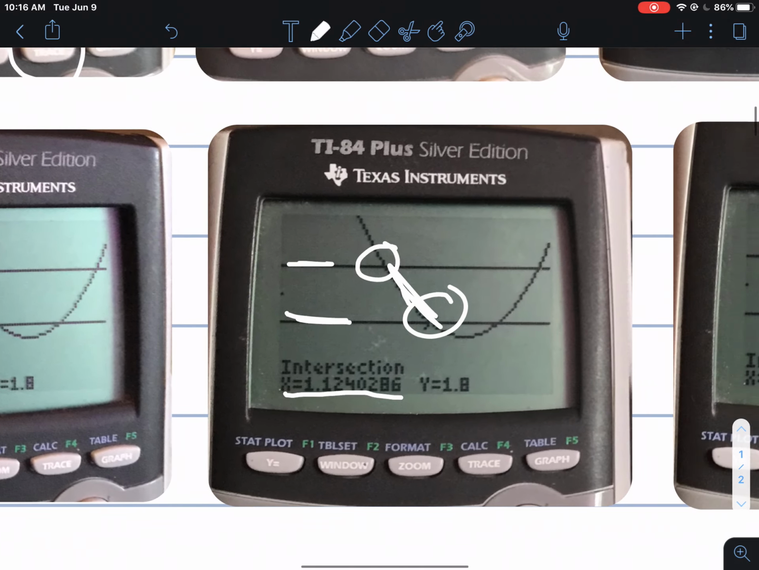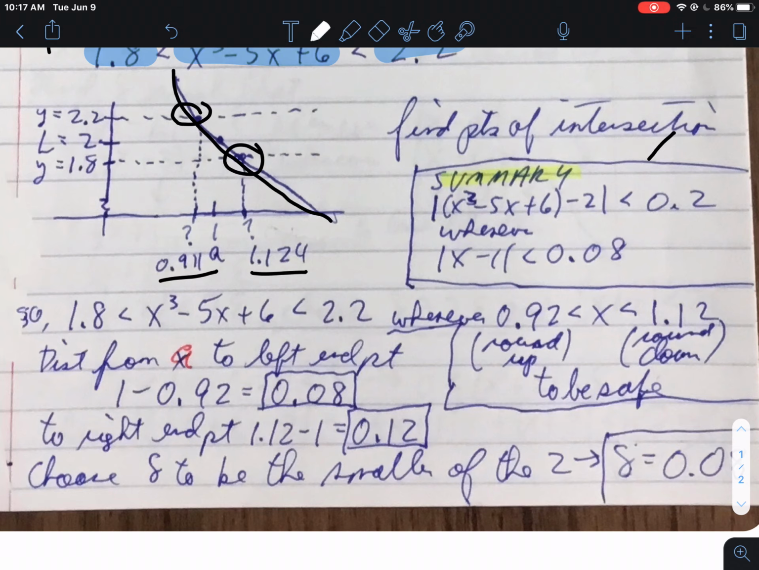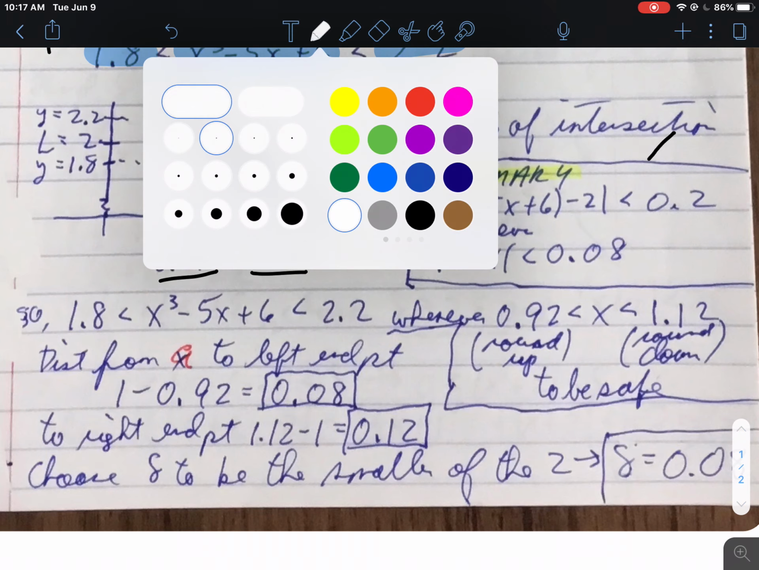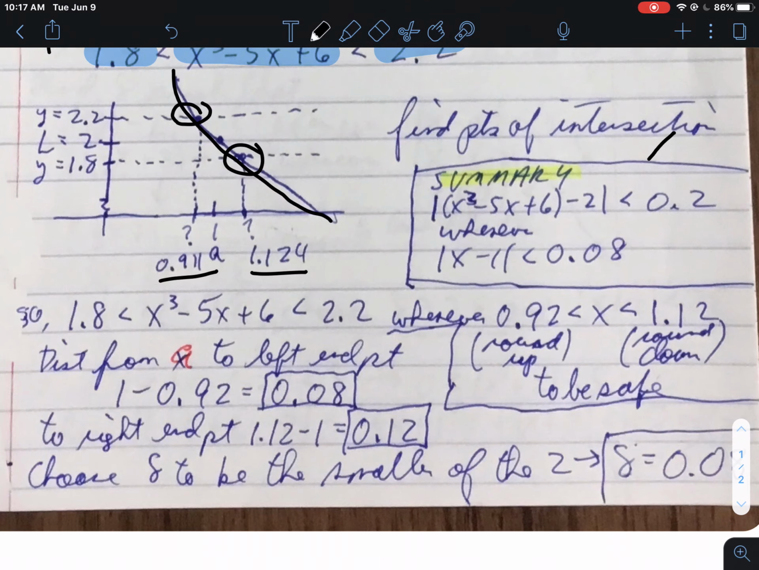Now again, what I did over here, let's get nice. So now I have those points of intersection. I know the x coordinates of those 2 points. So notice at 0.911, what I did was look at the distance between x and a, so that distance between x and a.